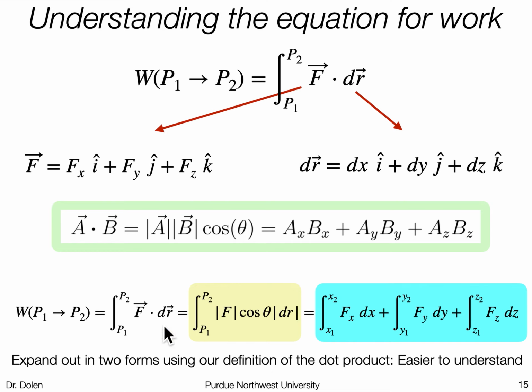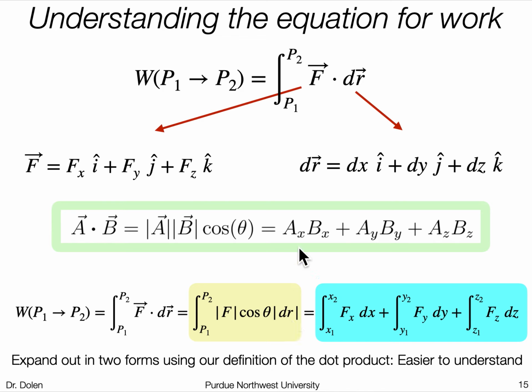So F dot dr, well, I could use this definition for my dot product and write F dot dr as just the magnitude of my force times the cosine of the angle between my force and my displacement times dr, the magnitude of my small step. So that's one way we could write this out in integral form.